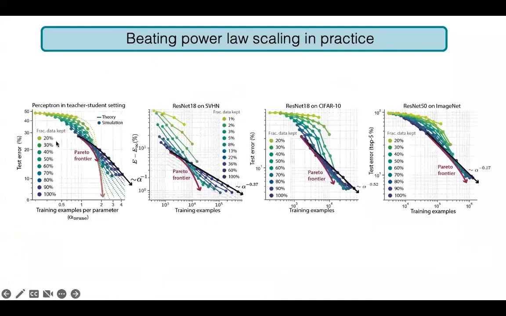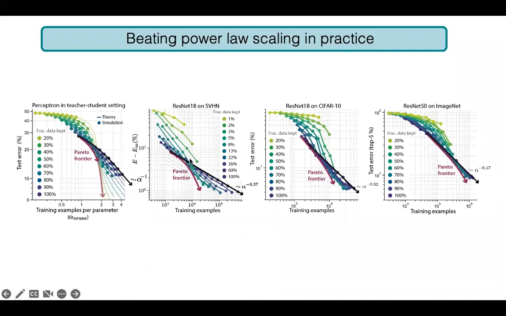These are experiments that were done at Meta that of course require some amount of compute, not crazy amounts of compute, but some amounts of compute. This is the perceptron in the teacher-student setting. This is what you've seen before. This is a ResNet 18 on SVHN. This is the usual power laws that you see if you keep all the data, 100% of the data. And the power laws that we find are consistent with power laws reported previously in the literature.